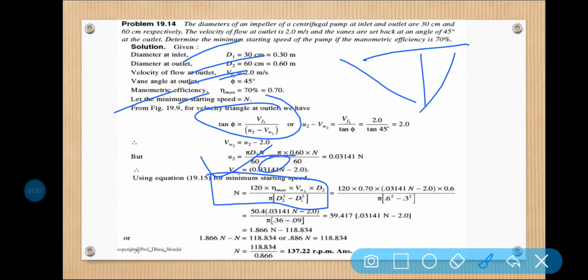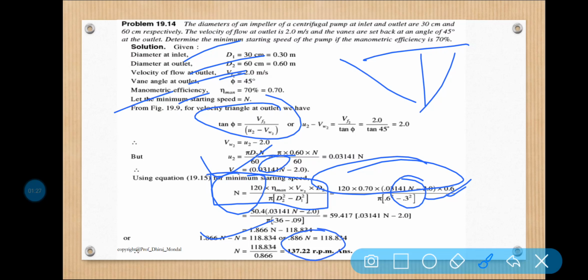Now we know this equation: N is equal to 120 into manometric efficiency into Vw2 into d2 by pi into (d2 square minus d1 square). Put the values and you will get it in terms of n, only here n and also here n. By solving this, you will get 137.22 rpm. That is the answer. Come to the next point.